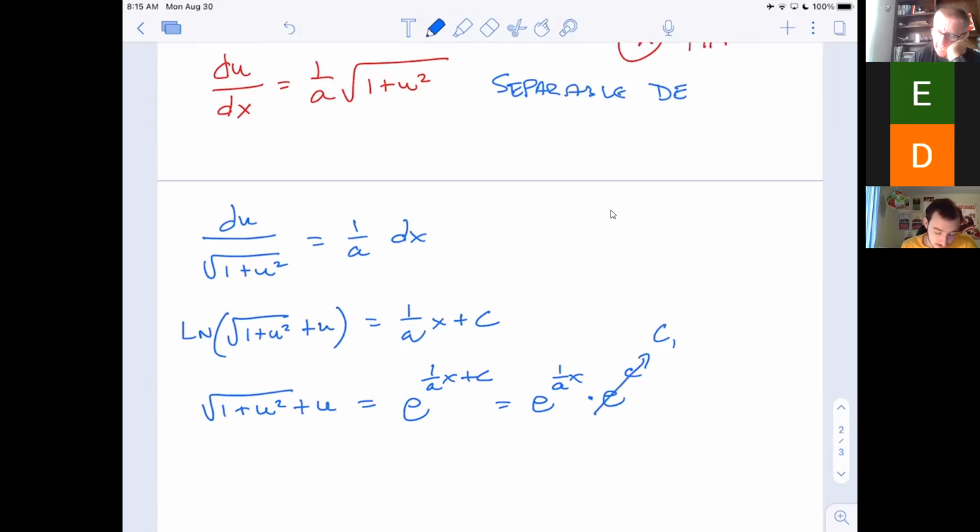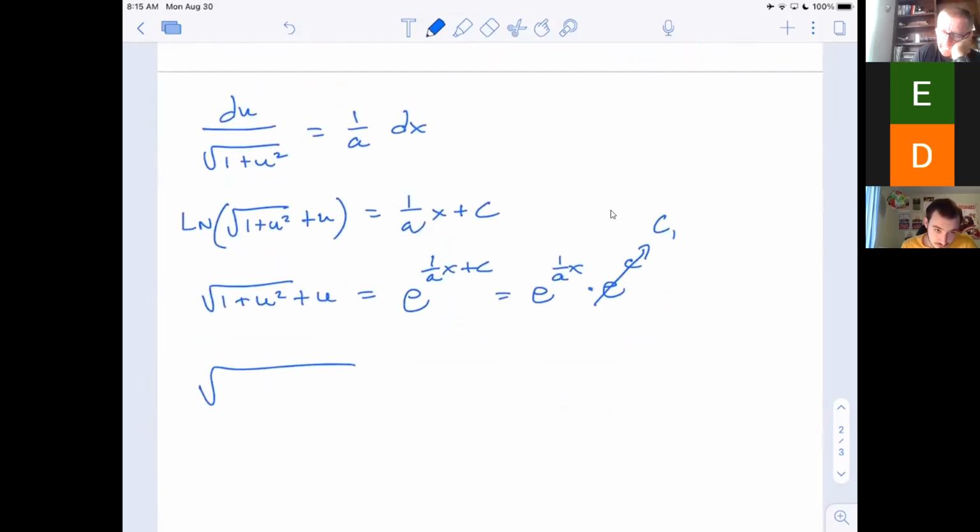So let's give it a new name for a constant. It's a nicer way to write this gigantic square root sign: just call this C1 e to the 1 over ax. And of course this is looking correct, but you might think, well, there's supposed to be a negative too. And where's that coming from? I don't really know what's going on here.